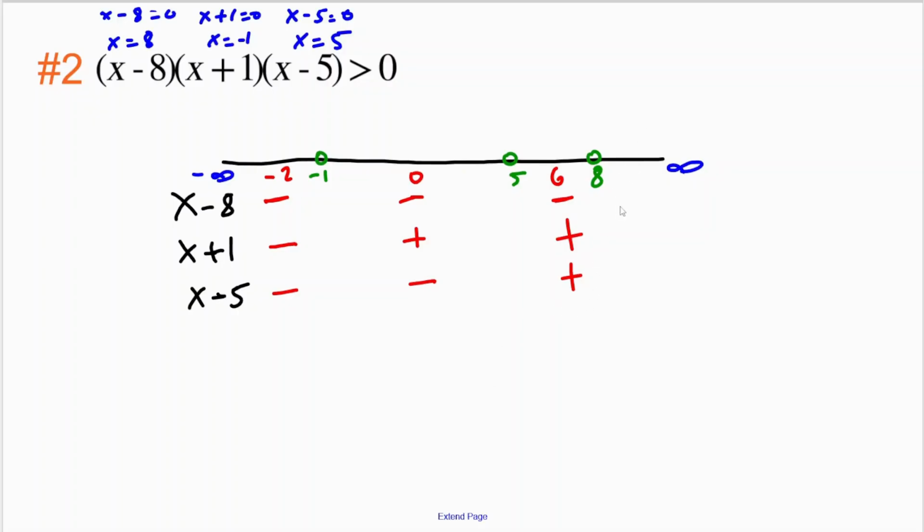Okay, now from 8 to infinity, I'm just going to pick 9. Why not? 9 minus 8, positive. 9 plus 1, positive. 9 minus 5, positive, right? Okay, let's check. 9 minus 8, 1, positive. 9 plus 1, 10, positive. 9 minus 5, 4, positive.